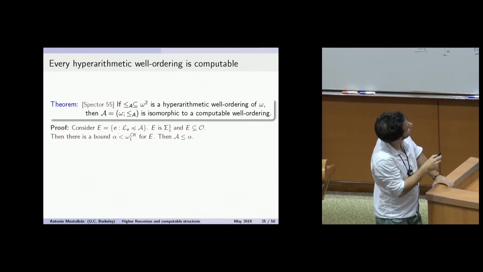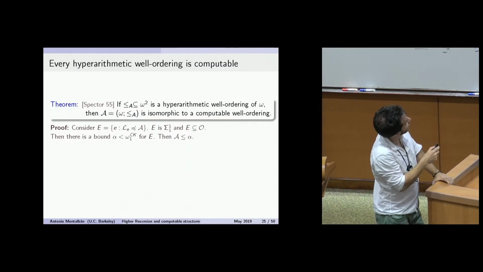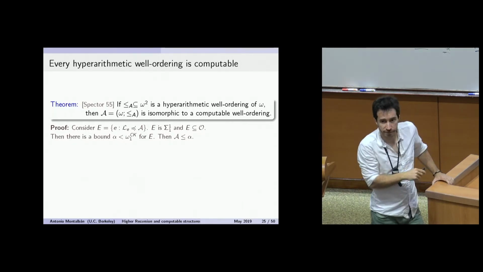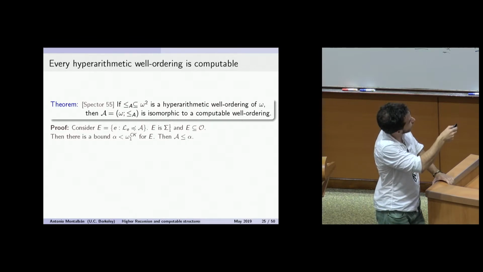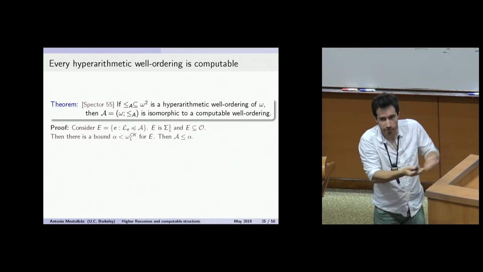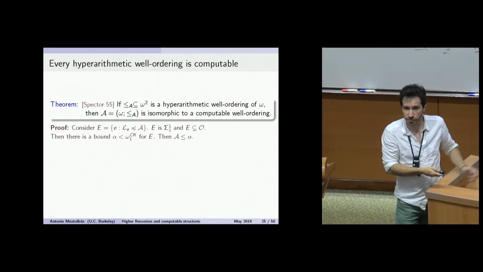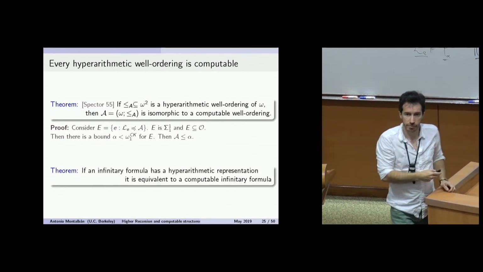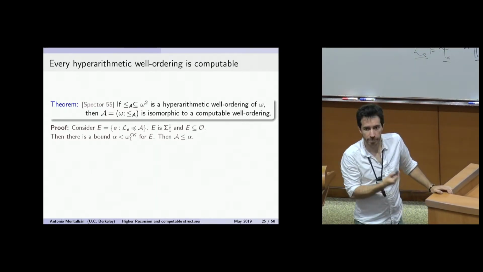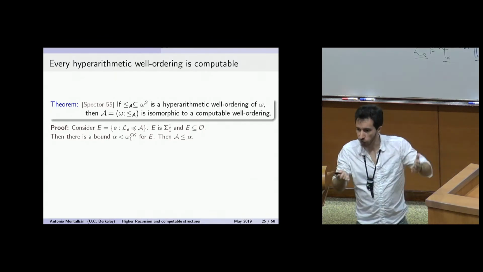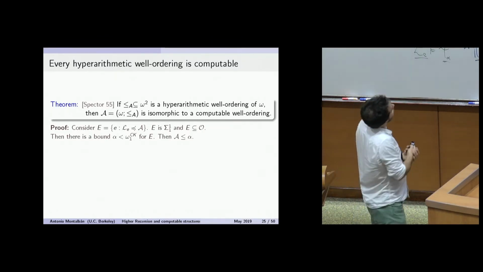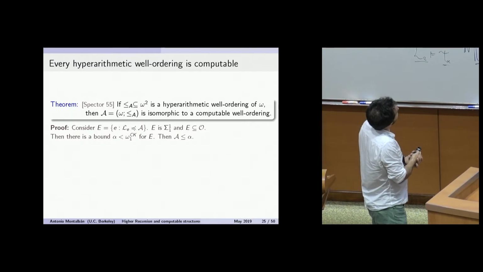So that means that A is less than or equal to this bound. And this bound is a computable ordinal, and this one is a smaller ordinal, so it must be computable too. Yeah? So that's how you get that if you have a hyperarithmetic well-ordering, it's also a computable well-ordering.